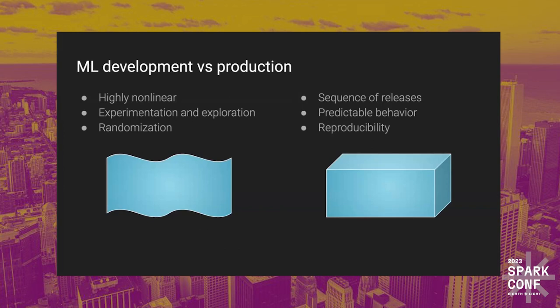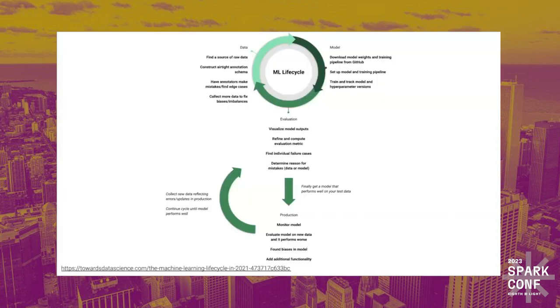Machine learning development is a highly nonlinear process that requires having a stage for experimentation and exploration during every iteration. Meanwhile, when you're operating a production software service, you're usually dealing with a linear sequence of releases and often have end users that have expectations of what the behavior of your software should be. Moreover, machine learning involves randomization at various stages, which means it becomes more difficult to have reproducible and predictable behavior.